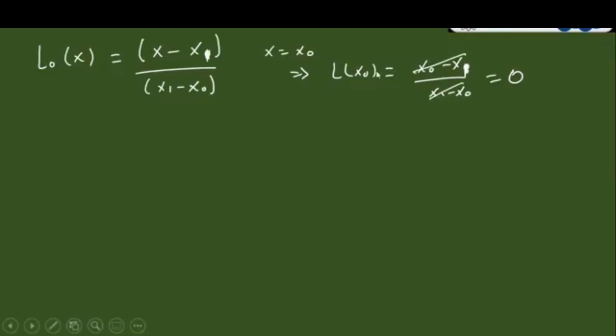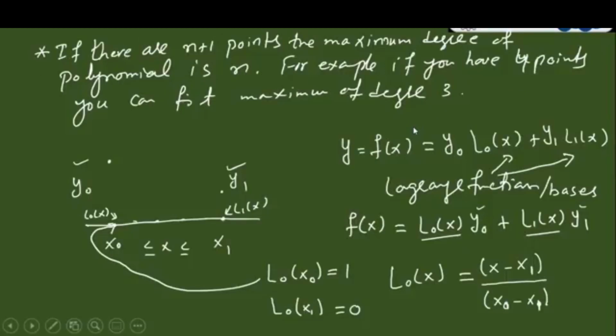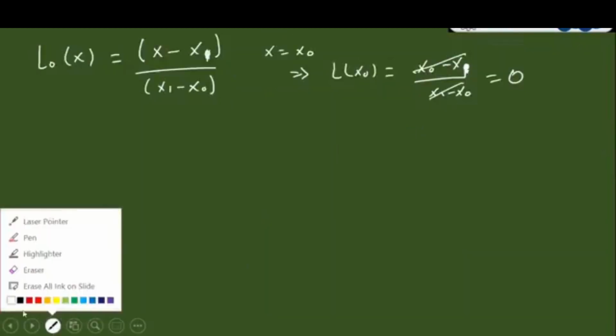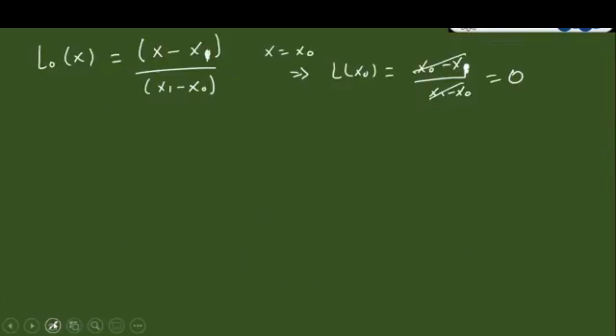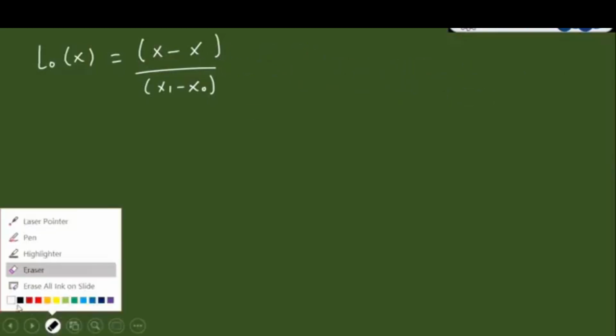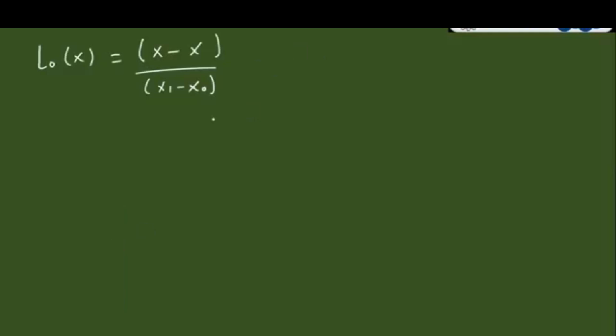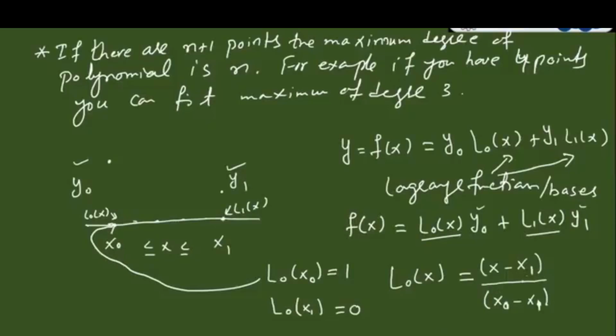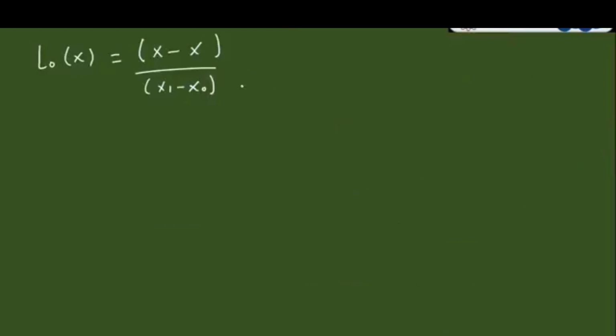Let me do it again for you. It is not like that. Sometimes this happens. I have copied wrong. I copied the other basis, the one related to the x1 point. So it is x minus x1 divided by x naught minus x1. So x naught should come first and x1 later. So x minus x1.